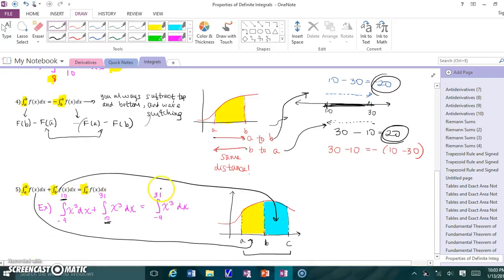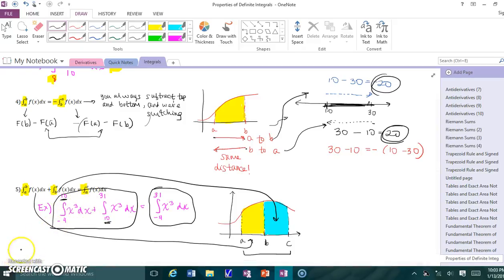Sometimes it'll be more advantageous to have it written like this, and sometimes it'll be better to split it up into two separate areas like this. We'll talk about that a little bit later. So we'll practice this in class next time I see you, so make sure you have all those 5 properties written down.